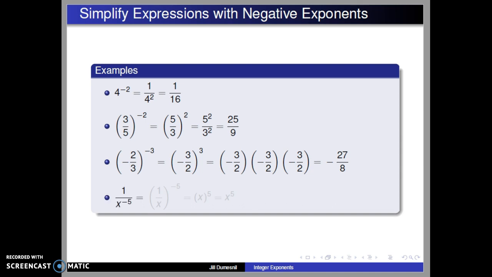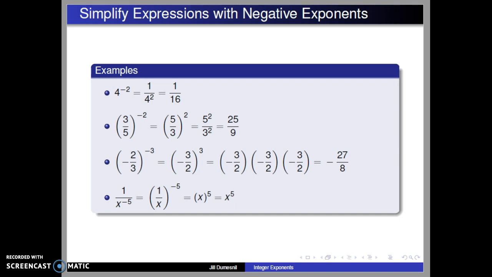Consider the fraction 1 over x to the -5. Since the numerator is 1, and 1 raised to any power is 1, we can rewrite this as 1 over x raised to the -5 power. The negative exponent means to reciprocate, and the reciprocal of 1 over x is x. Therefore, we get x to the 5th.